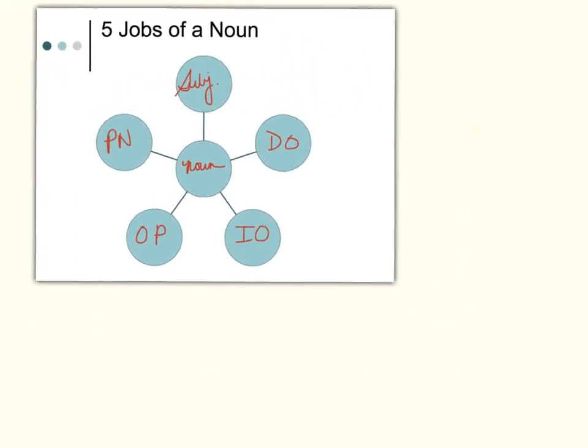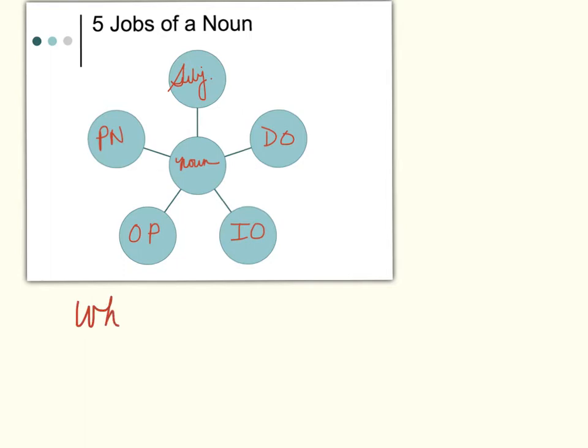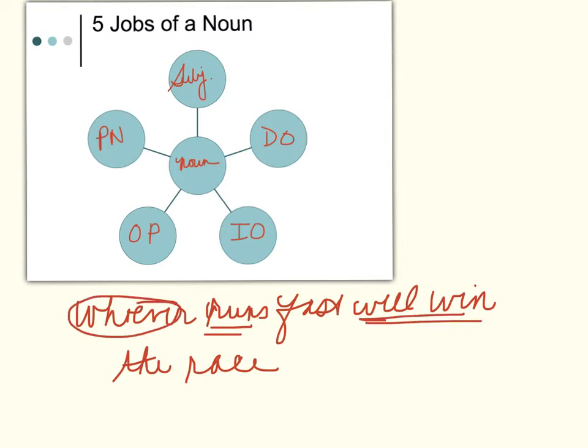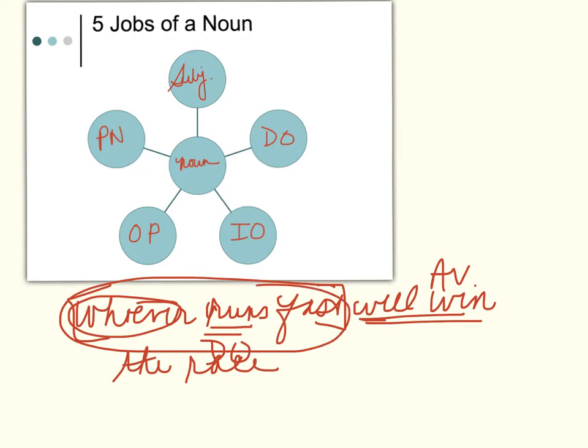So, for example, in a sentence like, whoever runs fast will win the race, we start as always with the verbs, runs and will win. The subject of runs is whoever. Will win is an action verb. Will win what? The race is the direct object. Our sentence needs a subject. Who or what will win the race? Whoever runs fast. This is an example of a noun clause acting as the subject.